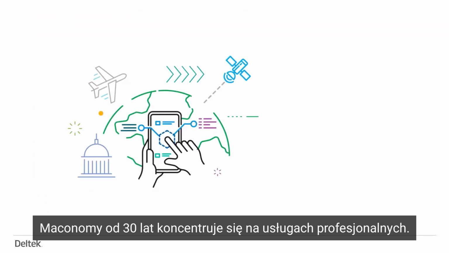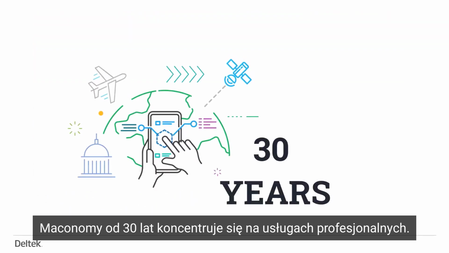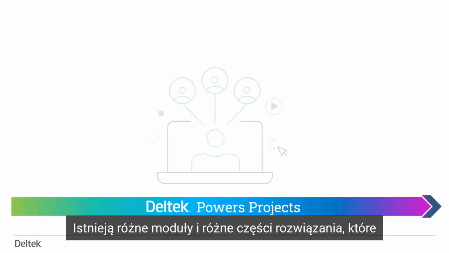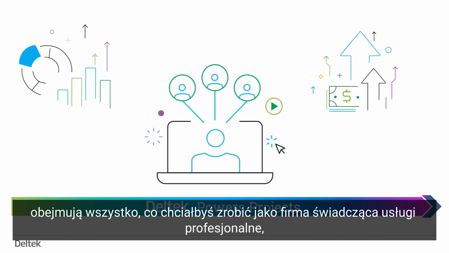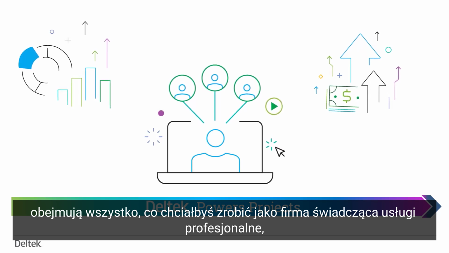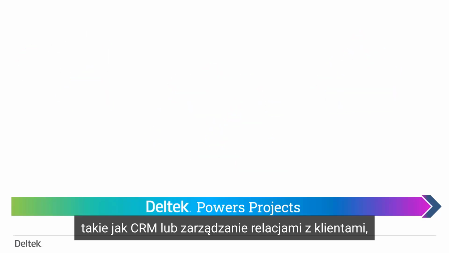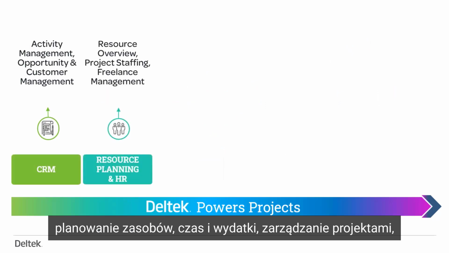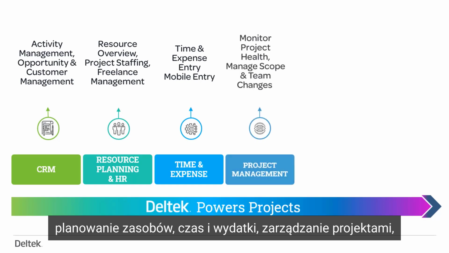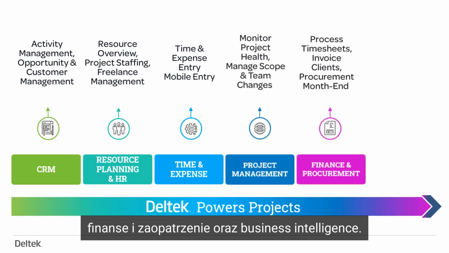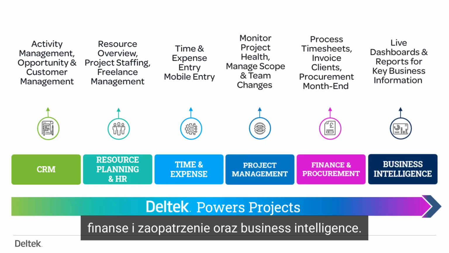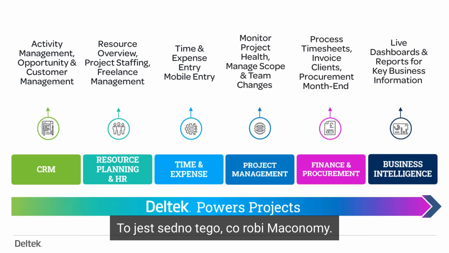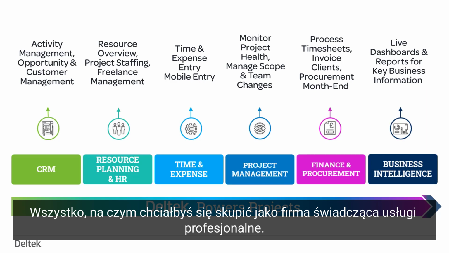Maconomy has focused on professional services for 30 years. There are different modules and different parts of the solution that cover everything that you would want to do as a professional services company, such as CRM or customer relationship management, resource planning, time and expense, project management, finance and procurement, and business intelligence. This is the core of what Maconomy does. Everything that you would want to focus on as a professional services company.